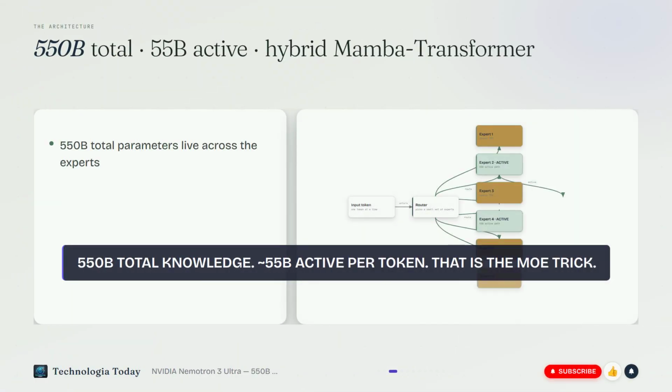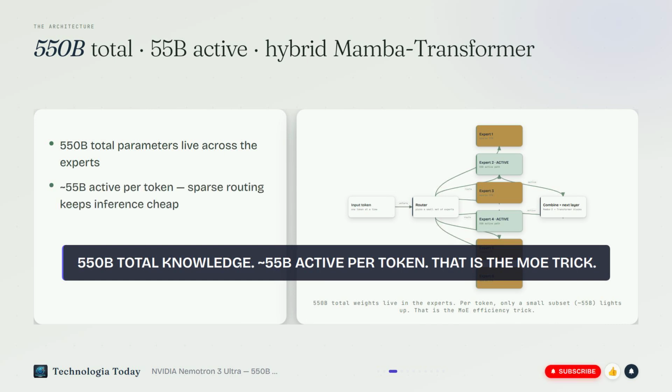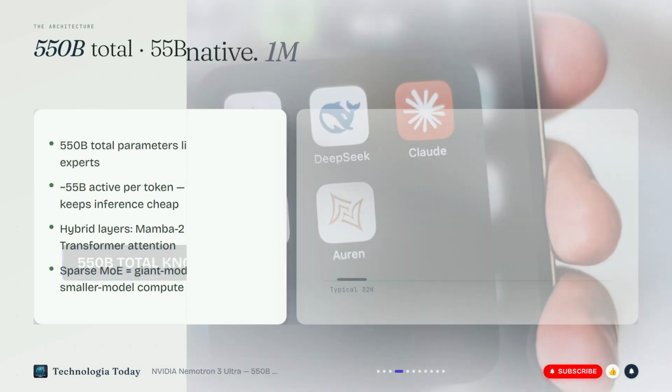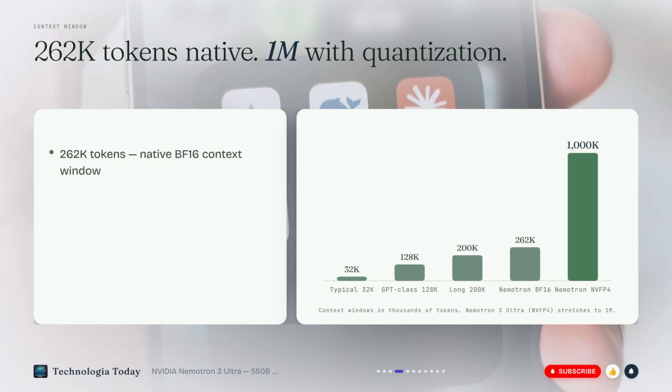So what is it under the hood? Nemotron 3 Ultra is a mixture-of-experts model, 550 billion total parameters split across a small set of expert subnetworks. For every token it generates, a router picks only a couple of those experts to do the work, so the active compute per token is about 55 billion parameters, not 550. You get the knowledge of a giant model at the cost of a much smaller one. And the layers themselves are a hybrid. Mamba-2 state space blocks handle long sequences efficiently, while transformer attention blocks handle the work attention is best at. 2 architectures, 1 model.